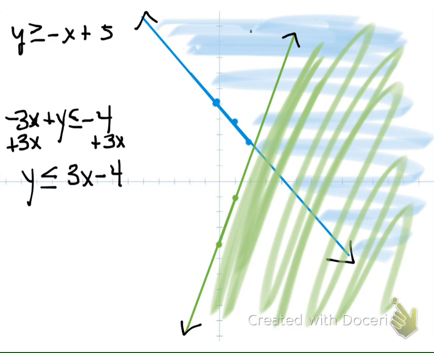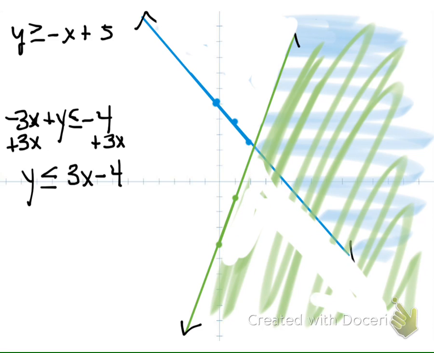This is a system, so we only want the overlap. So you have to erase the places where there is no overlap. You don't care about these places right here. Okay? There is your final answer. When you're talking about a system of inequalities, you only look at where they overlap. Only keep where they overlap. Erase everything else.